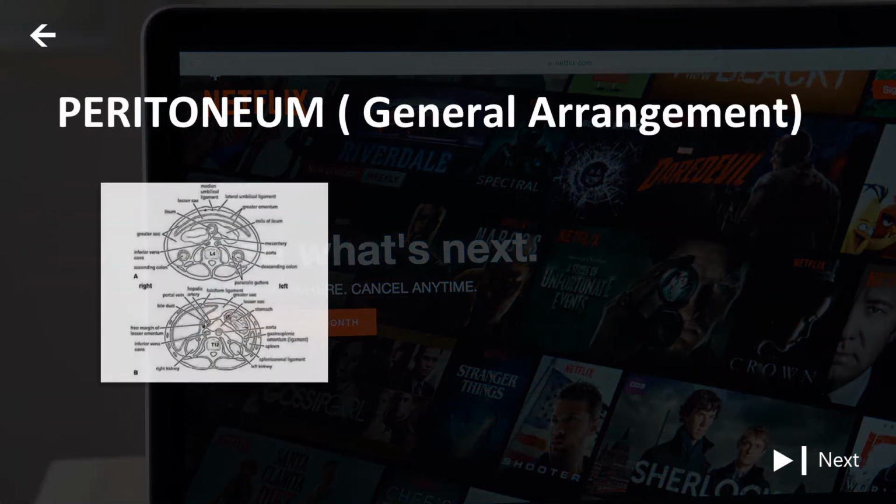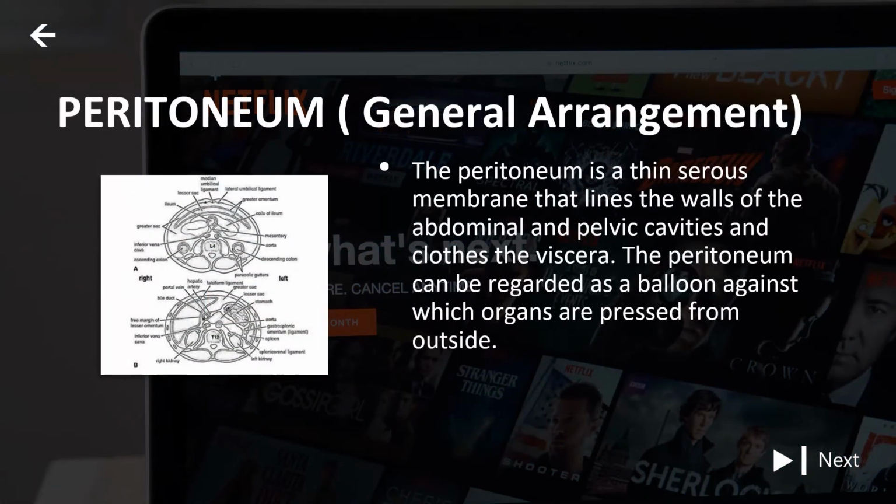Peritoneum, general arrangement. The peritoneum is a thin serous membrane that lines the walls of the abdominal and pelvic cavities and clothes the viscera. The peritoneum can be regarded as a balloon against which organs are pressed from outside. The parietal peritoneum lines the walls of the abdominal and pelvic cavities, and the visceral peritoneum covers the organs.